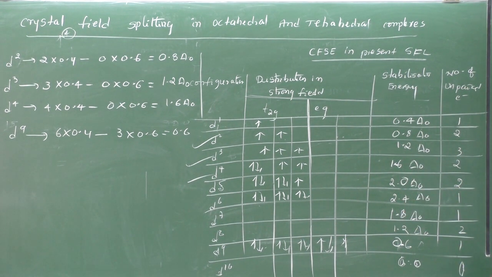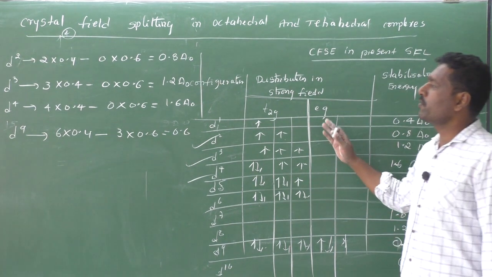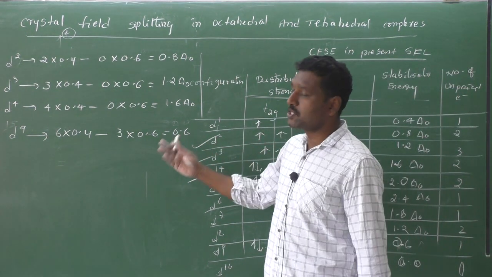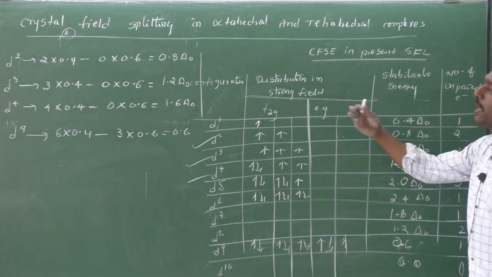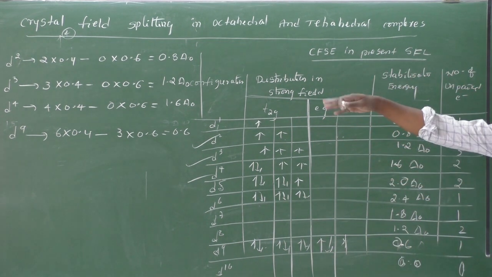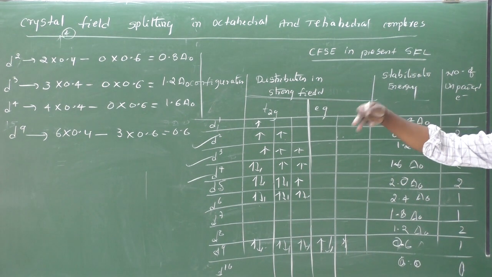ligand. What happened? Just you have to calculate these values. By calculation we get these values. In case of strong field ligand, pairing of electrons takes place, so like this we can arrange. Sometimes they will ask D2, D3, D4, D5, D6, D7.